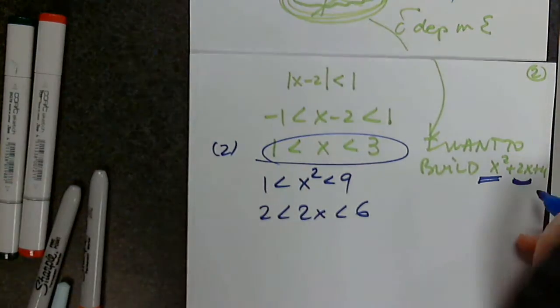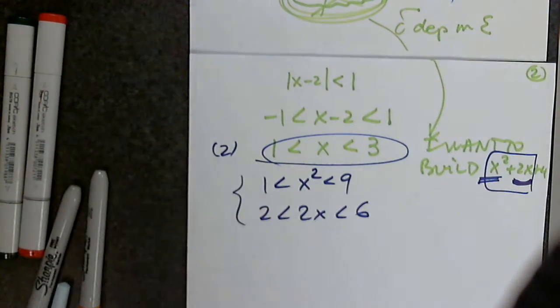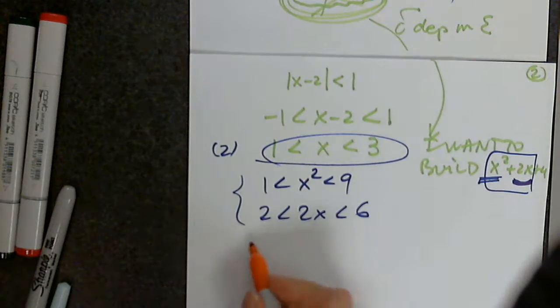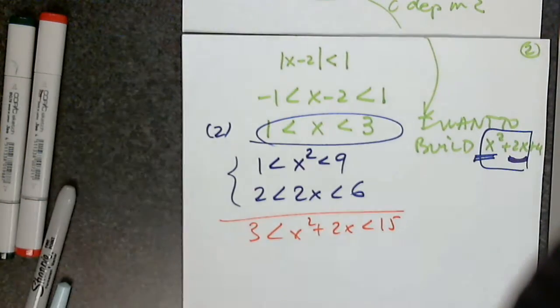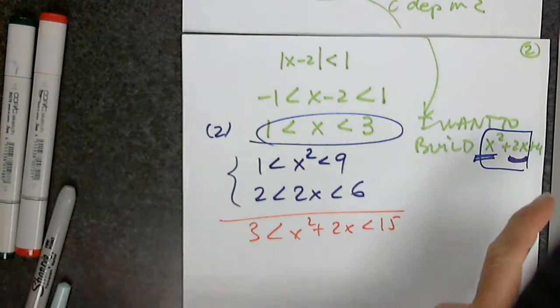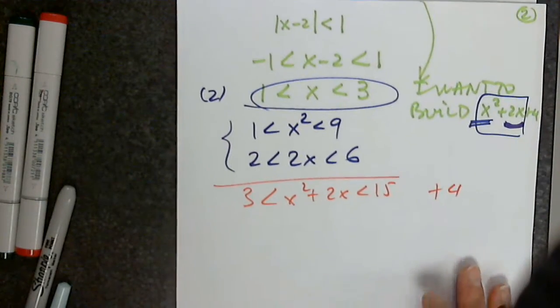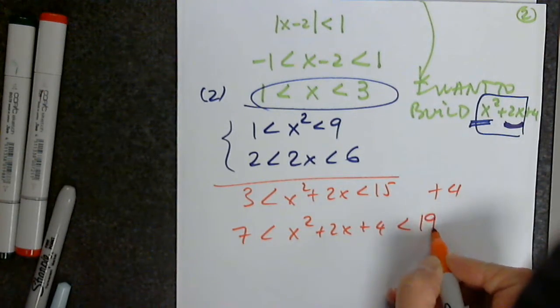Now I want these 2 pieces together in the same inequality. What should I do to these 2 compound inequalities to get this piece together? Add them. Very good. Stay with me. I'm adding now. 3 less than x squared plus 2x less than 15. Final step. I'm closer to building this whole thing, but I'm missing 1 piece. What should I do to all 3 sides now? Of course, I'm going to add 4 to all 3 sides. So then I have 7 less than x squared plus 2x plus 4 less than 19.